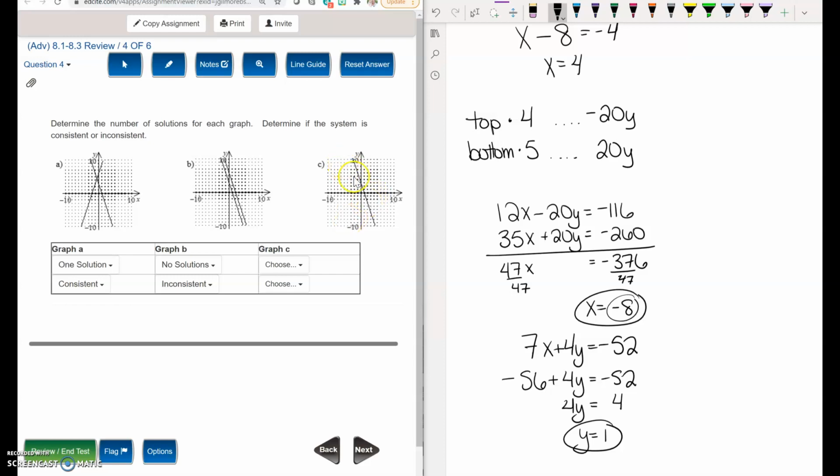In graph C, there are two lines there. They're just right on top of each other, which means many solutions. And because there are solutions, it is a consistent system. This is the only problem that you don't have to show your work on. The other 4 problems you have to show your work on.